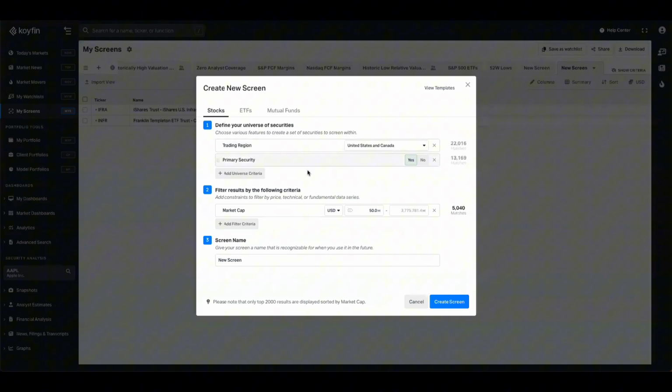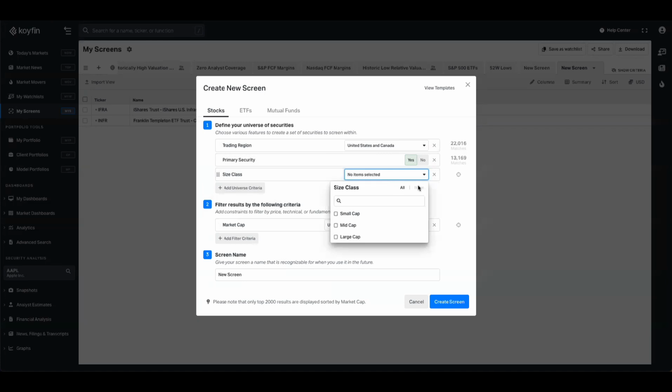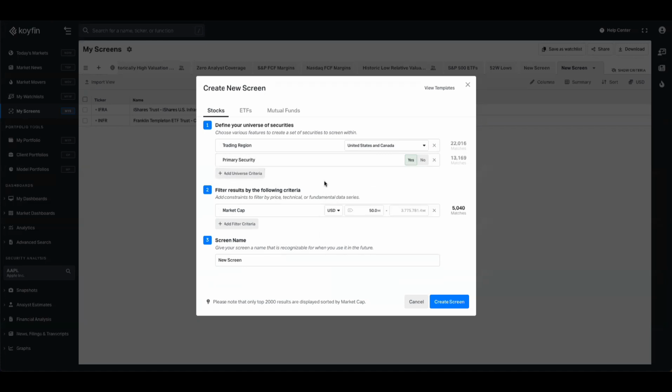The first thing to do in any screener is identify your investment universe. So you've got things like trading region, you've got countries, ETF constituents. If you wanted to look for buyback monsters in the S&P, for example, you have exchange, industry, size class, which is things like small cap, large cap, mid cap. That would be the first thing to do. Carve out your universe of stocks first, and then follow through with adding additional criteria. I'm just going to keep this simple and just look at companies in the United States and Canada for now.